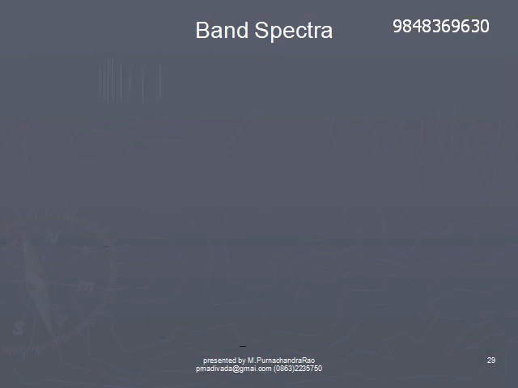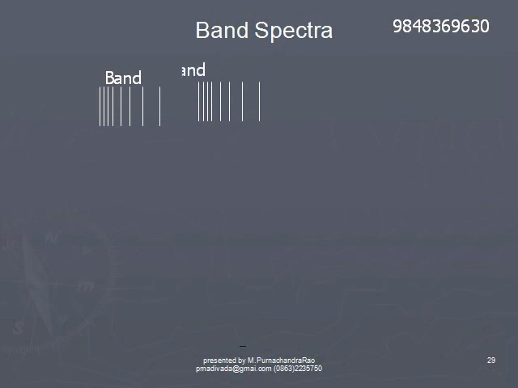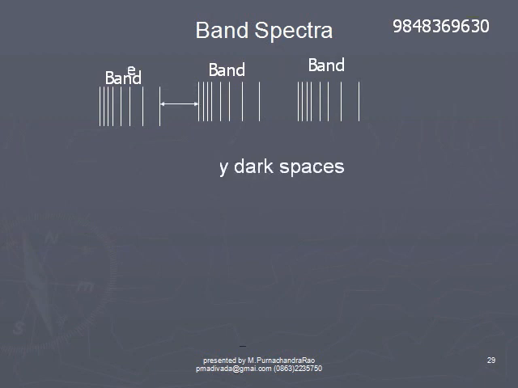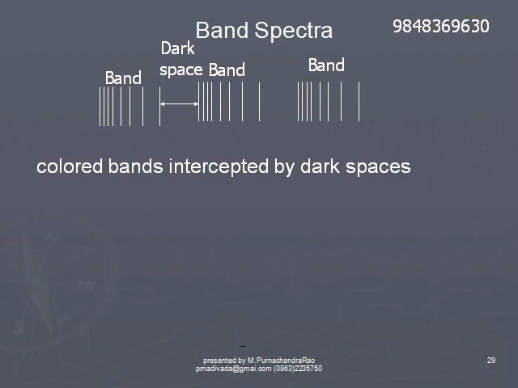Another type of spectra are known as band spectra. Here we notice 3 bands. Band spectra consist of colored bands intercepted by dark spaces. Each band is composed of several closely spaced spectral lines.